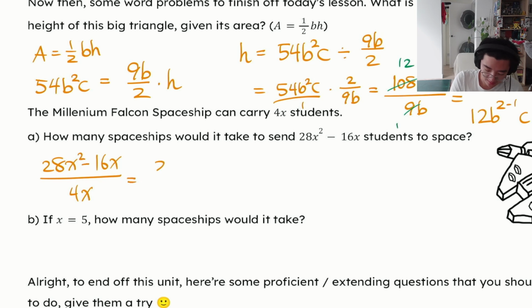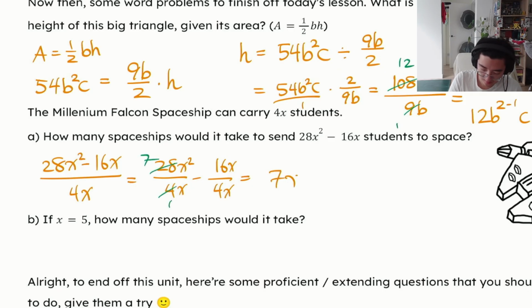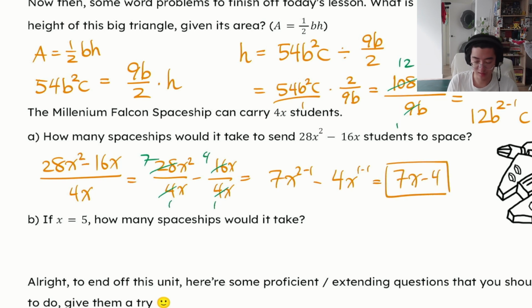Once again, let's split it up. 28 divided by 4 is 7. x to the power of 2 minus 1. Minus 16 divided by 4 is 4 remaining. x divided by x cancels out to be x to the power of 0. So just 7x minus 4.